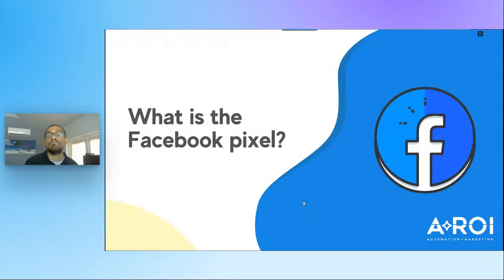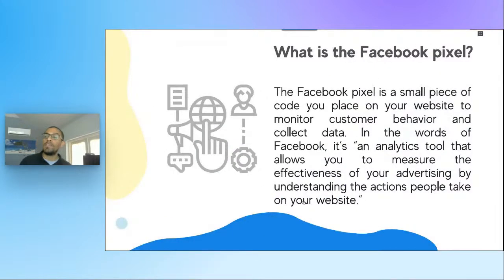What is a Facebook Pixel? A Facebook Pixel is a small piece of code that you place on the website to monitor customer behavior and collect data. In the words of Facebook, it's an analytic tool that allows you to measure effectiveness of your advertising by understanding the actions that people take on your website.